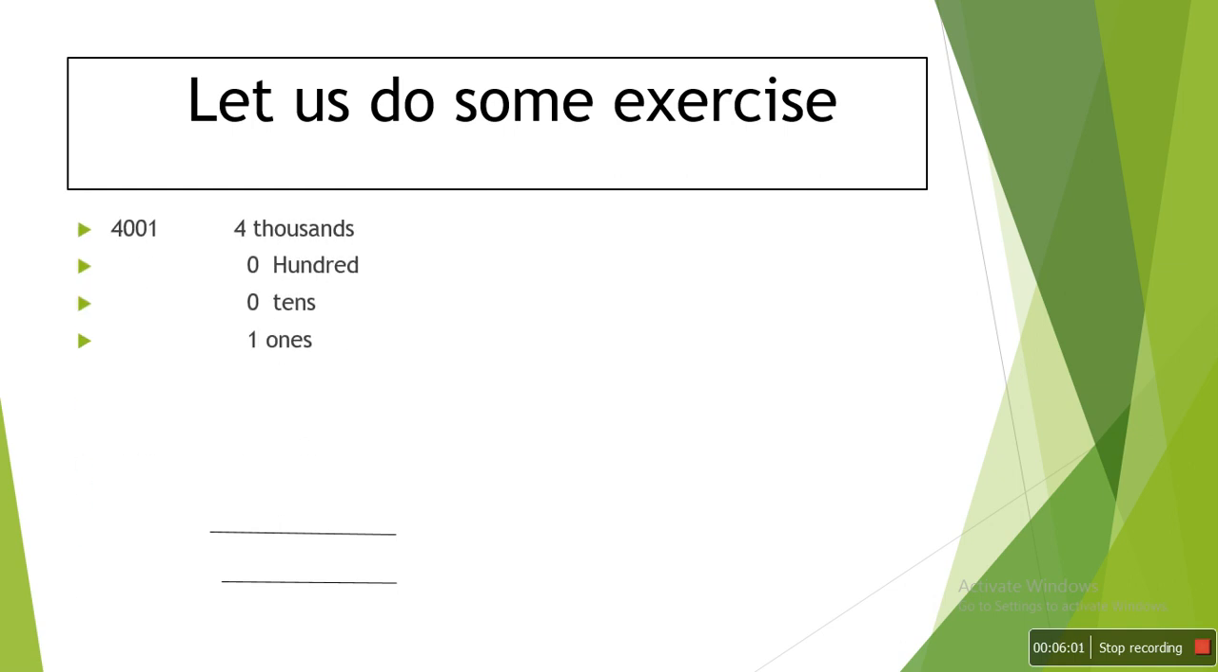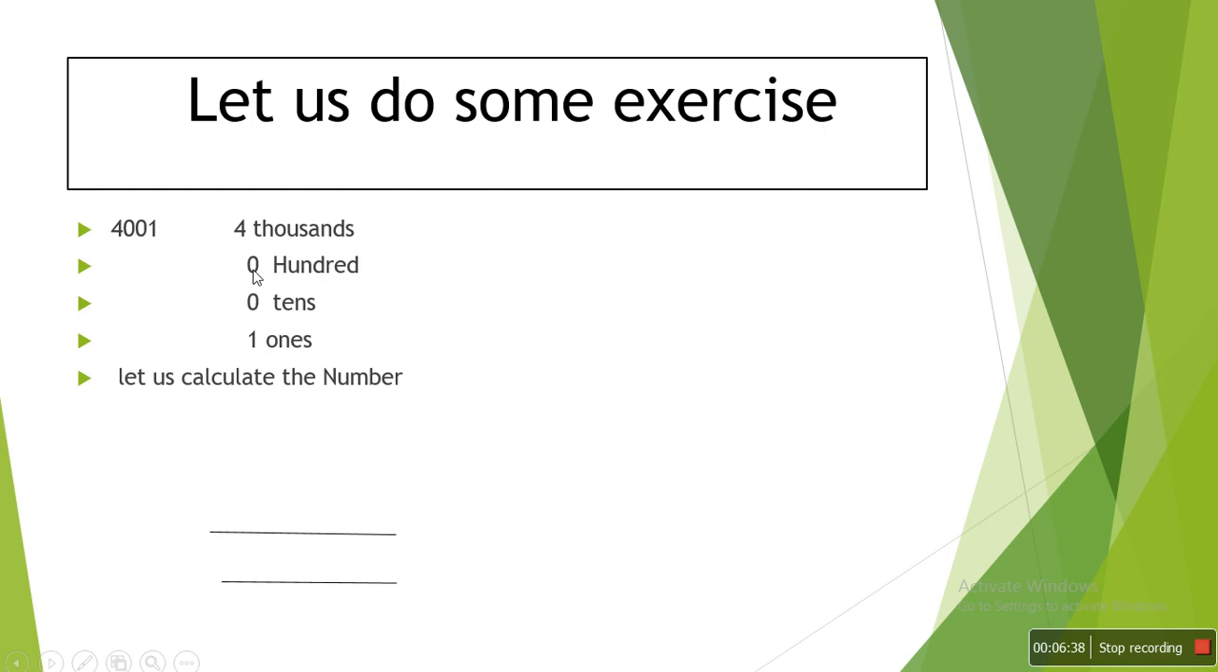So one more example: 4001. 4 is in which place? Thousands place. And 0 is in which place? Hundreds place. Here is a new change: the next 0 is in which place? Tens place. So we will know that there are two zeros in this number, 4001. The first 0 is in hundreds place and the second 0 is in tens place. And 1 is in ones place. So in this way we can expand the number.